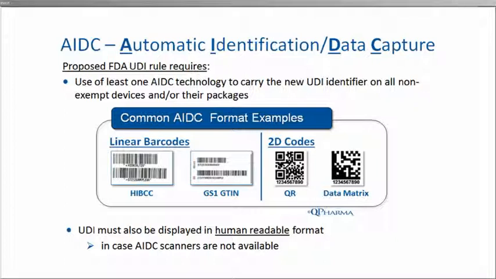Radio frequency identification, or RFID tags, are also expected to be an acceptable format for automatic data capture. But since the final rule is expected to call for labels that are human-readable, if you use RFID, there still will have to be a human-readable label in case scanning or RFID reading tools are unavailable.